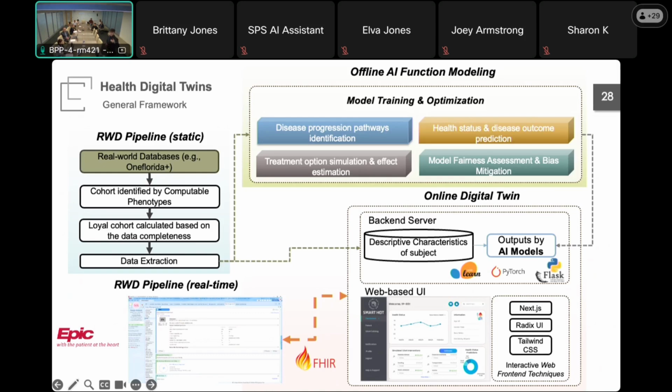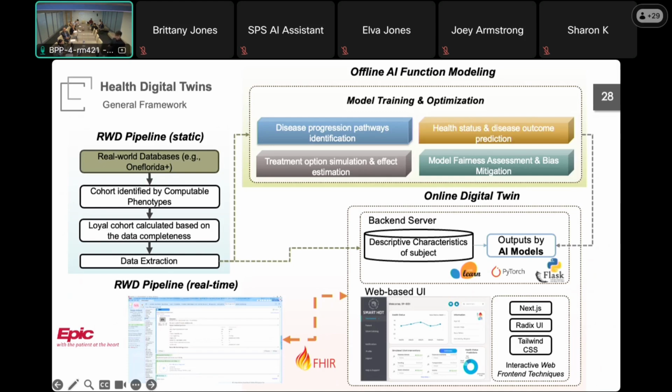Once the data is ready, we can feed this data into the offline AI foundation modeling to generate different AI models. And these models will be deployed onto the online digital twin service. This service contains two components: the backend server and a front-end UI. The backend server is used for running this series of AI models for different purposes, and it also provides the descriptive information of the patient from the original database.